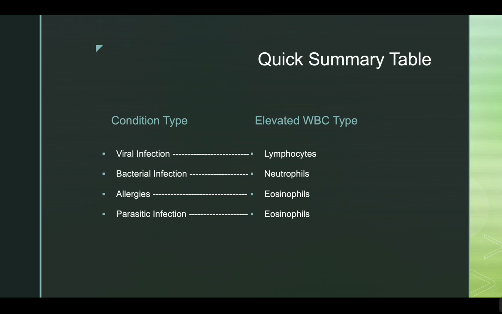So, in summary, when you have a viral infection, you're thinking of the lymphocytes to be elevated. When there is a bacterial infection, we're talking about the neutrophil to be elevated. In allergic reactions, you're talking about the eosinophils to be elevated, and in parasitic infection, you're talking about the eosinophils also to be elevated.